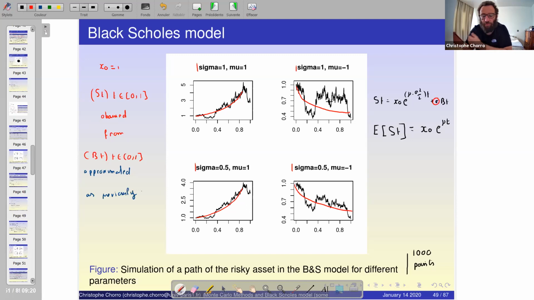Something that I'm sure you already know. But just keep in mind, to summarize, that generating trajectories of the geometric Brownian motion, and so trajectories or approximations of trajectories of the risky asset in the Black-Scholes model, is not more complicated than generating trajectories of the Brownian motion, and so not more complicated than generating independent Gaussian random variables. So let's continue.